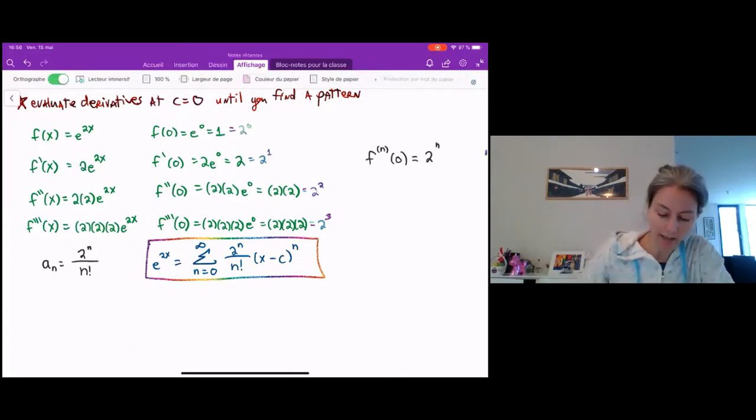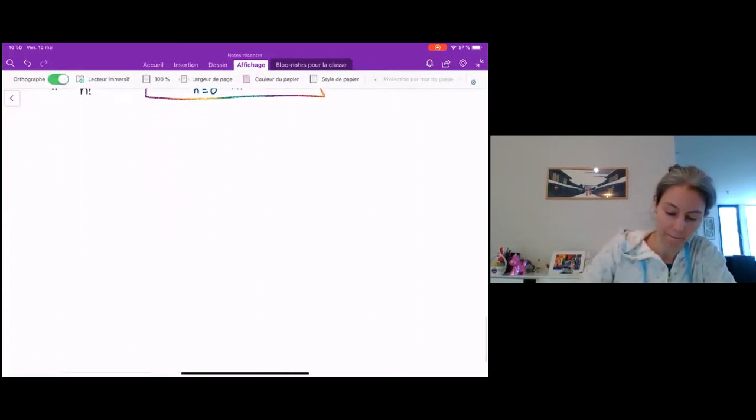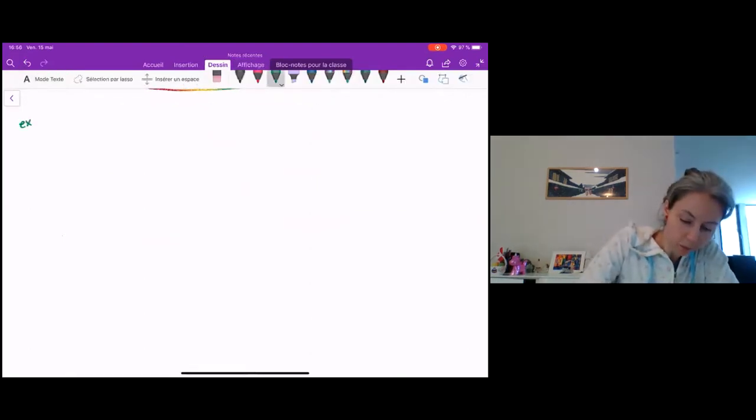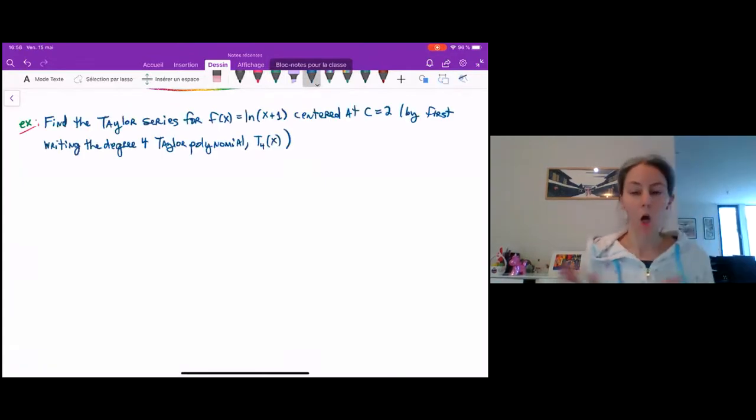So next, our example here. Okay, so now we're going to find a Taylor series, not a Maclaurin series. We want to find the Taylor series for f of x equals ln x plus 1 centered at c equals 2. And this tells us to start by first writing the degree 4 Taylor polynomial.